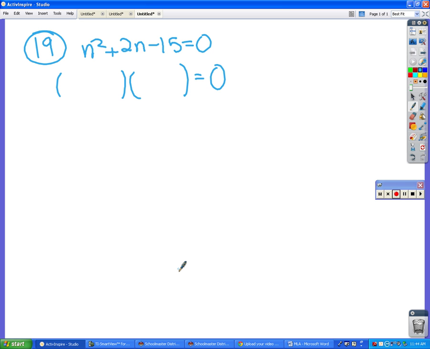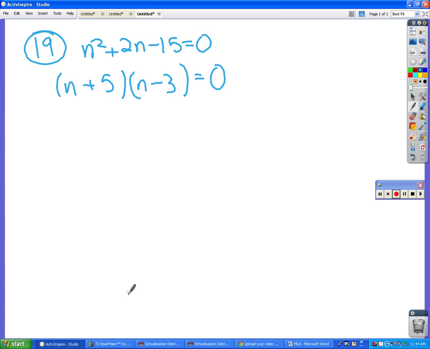The game is, what goes in front here? N and N. And then I'm looking for two numbers that multiply together to be negative 15 and add to be 2. 5 and negative 3. So that would be n plus 5 and n minus 3. So that's the first part. Do you have any questions on how I got that?